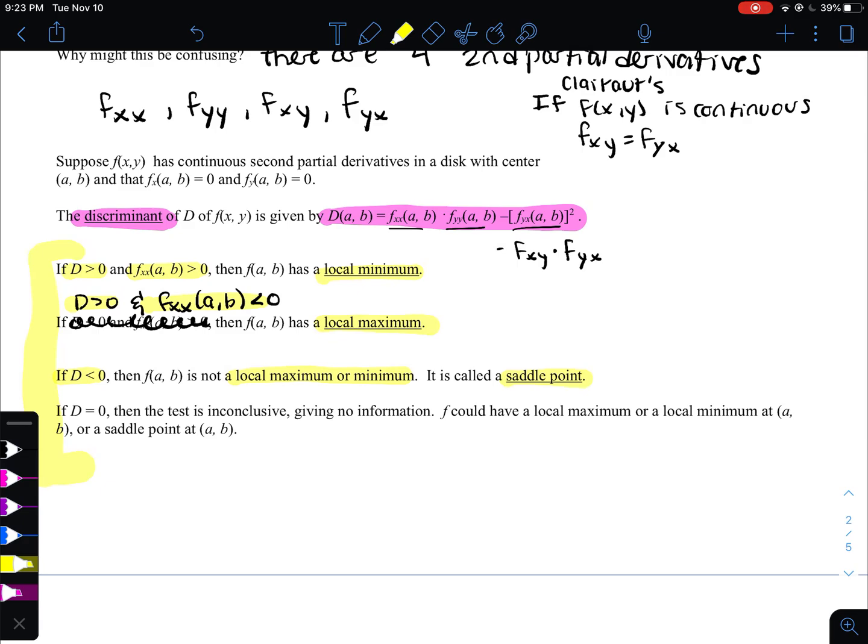Like we did in BC Calculus, if the discriminant is equal to 0, this test is inconclusive. It doesn't mean that there's not a max or a min. It's just that we don't actually know.